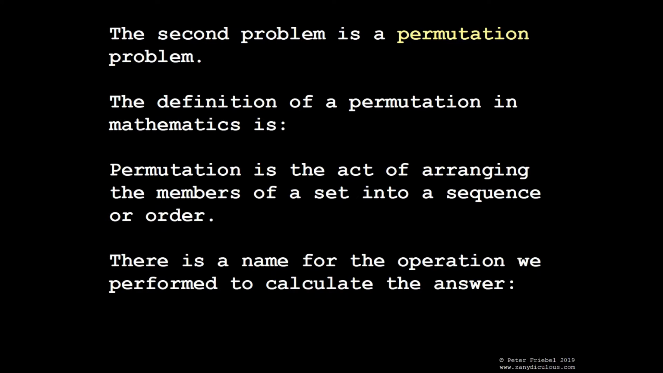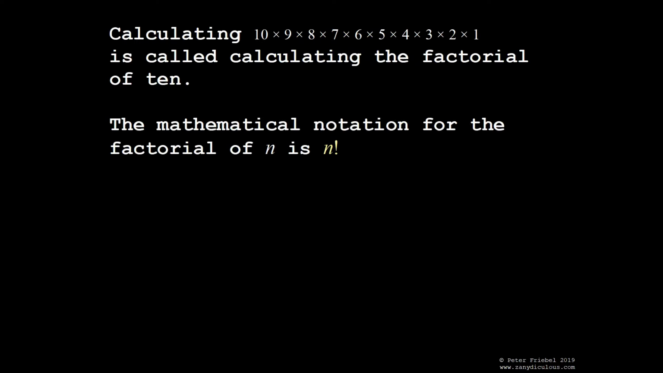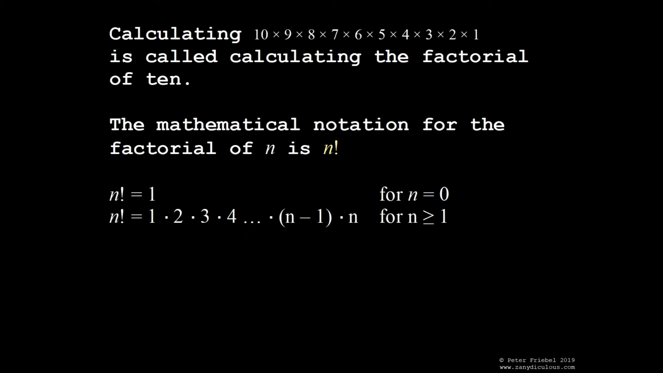There is a name for the operation we perform to calculate the answer. Calculating 10 times 9 times 8, etc. is called calculating the factorial of 10. The mathematical notation for the factorial of n is n exclamation mark, or n faculty. N faculty is 1 if n is 0. For all natural numbers larger than 0, the factorial is the product of all the natural numbers from 1 to n.